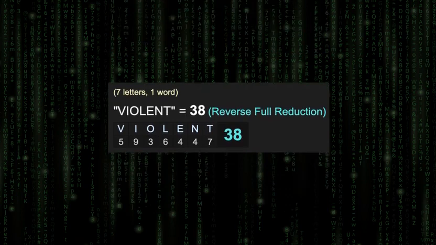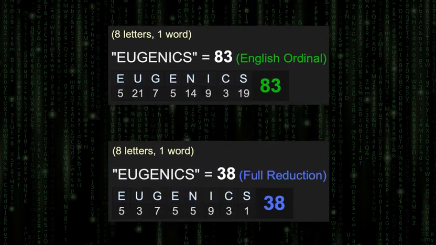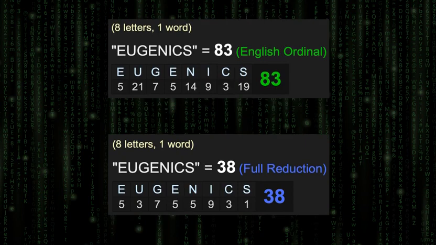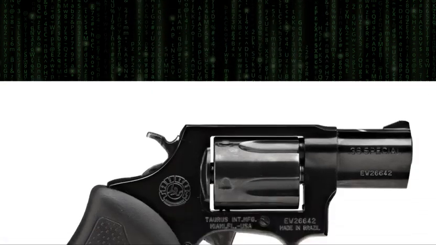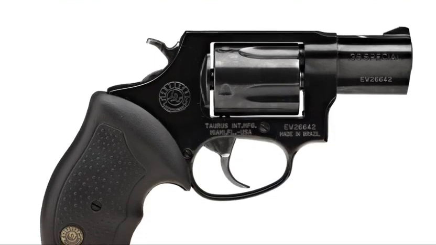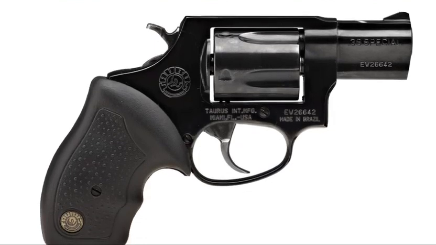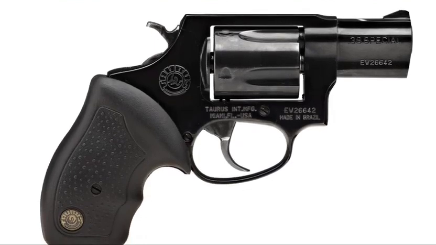Violent sums to 38. Eugenics sums to 83 in simple Gematria. Eugenics also sums to 38 in Pythagorean Gematria. A real-life example of the code in effect is the handgun model, the 38 Special.